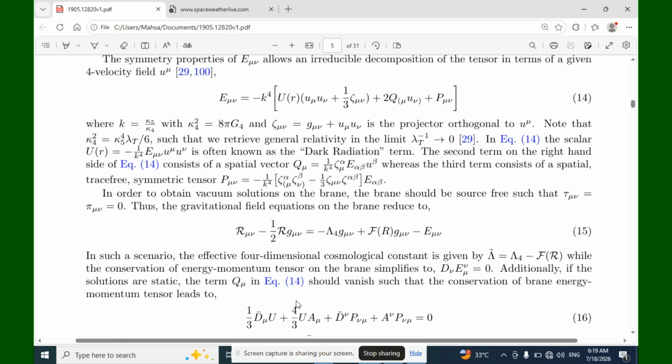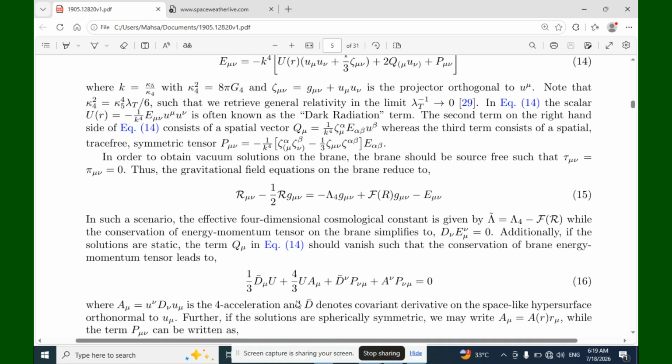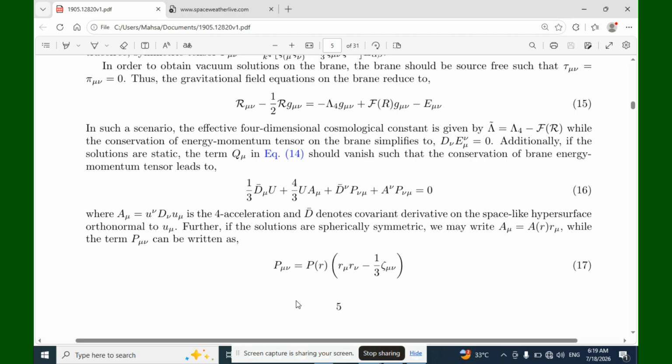Additionally, if the solutions are static, the terms micro in equation 14 should vanish such that the conservation of the brane energy momentum tensor leads to 1 divided by 3 d micro u plus 4 divided by 3 micro I micro plus d to the power of nu multiplied by p nu micro plus r to the power of nu plus multiplied by p micro nu is equal to 0, where I micro is equal to u to the power of nu and d nu u micro is the four-acceleration, and the prime denotes covariant derivative on the spatial hypersurface orthonormal to U micro.